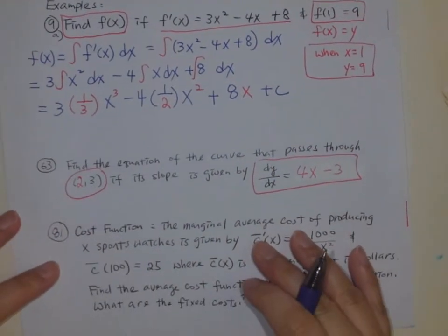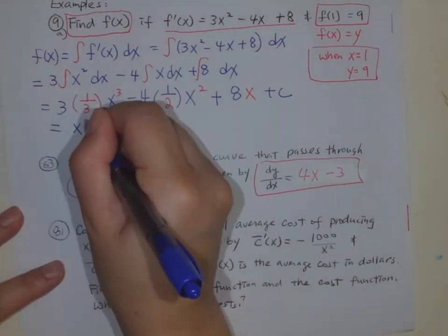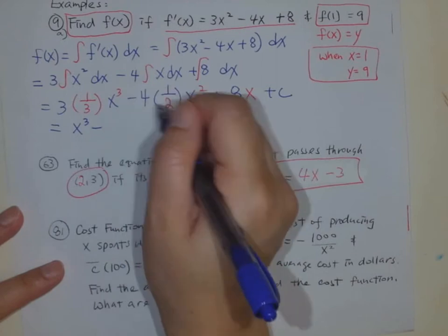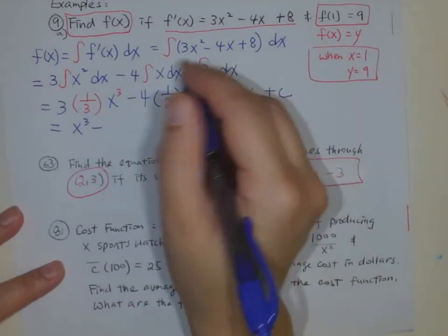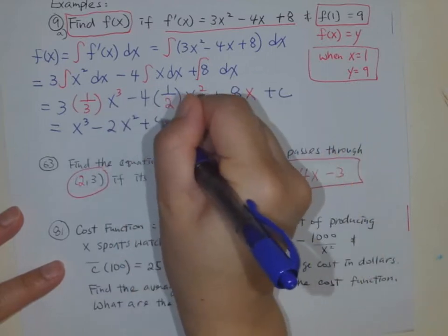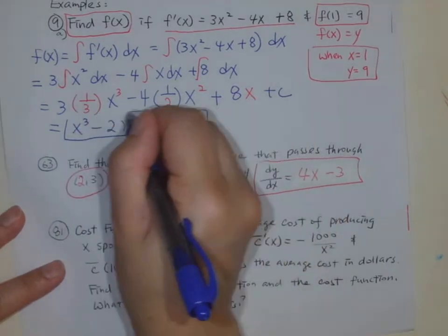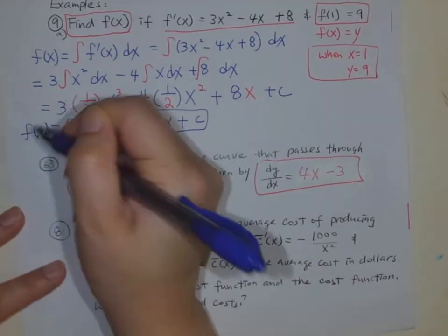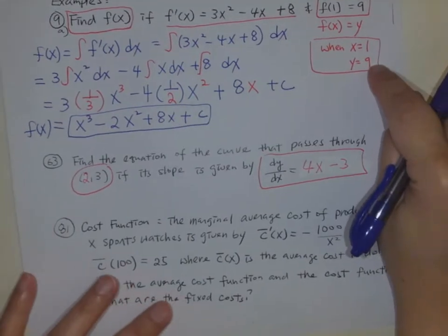So that would give me x cubed minus 4 divided by 2. Like this is 3 divided by 3, right? So this is 4 divided by 2, which is 2x squared, plus 8x plus c. So I need to know what c is. And it's supposed to fit when x equals 1, y equals 9.